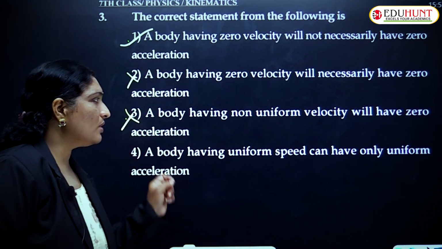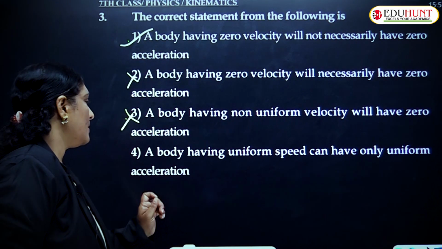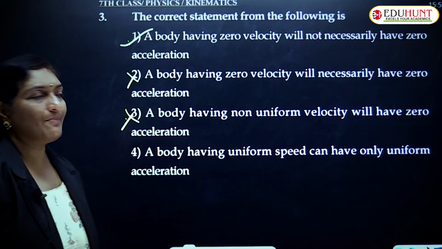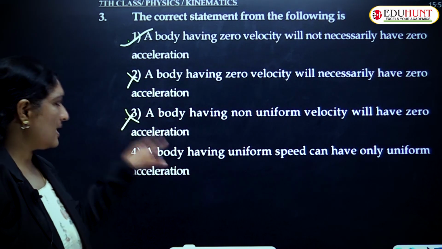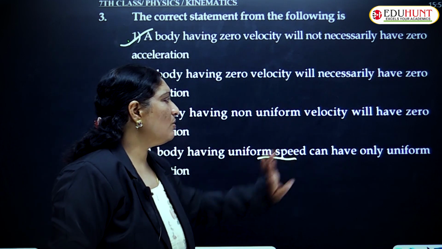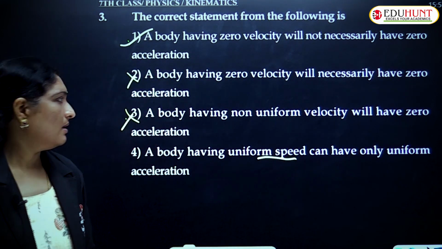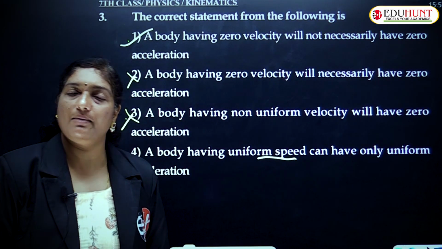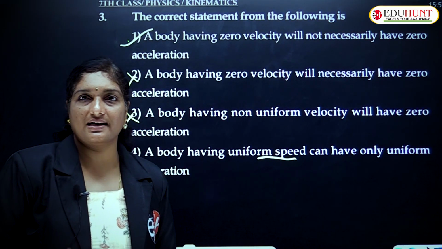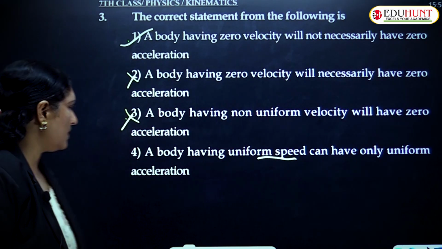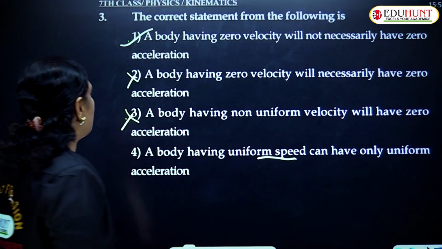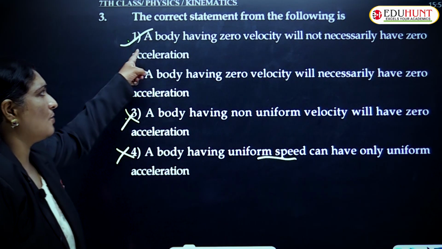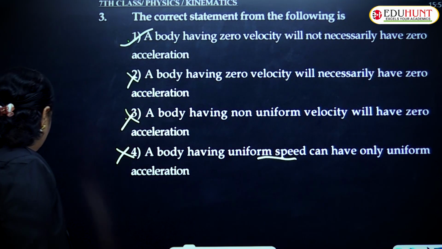A body having uniform speed can have only uniform acceleration. Who said? Consider the example of circular motion. In circular motion, a body moves with uniform speed, but does it have uniform acceleration? No, it may not; maybe it is non-uniform. That is centripetal acceleration. So this is also a wrong statement. What is the correct statement, children? The first option is your correct option.